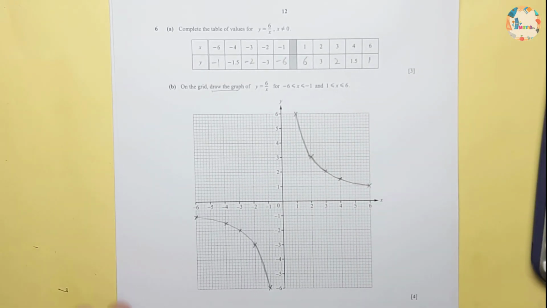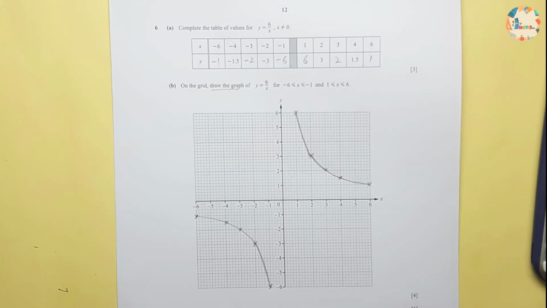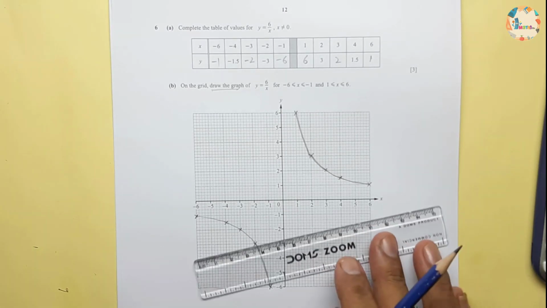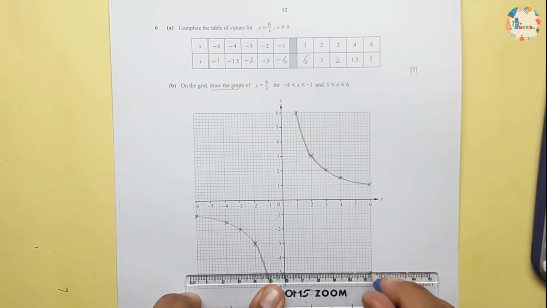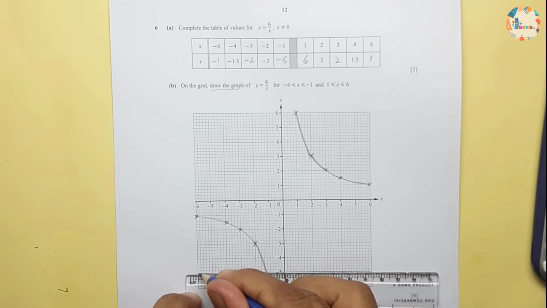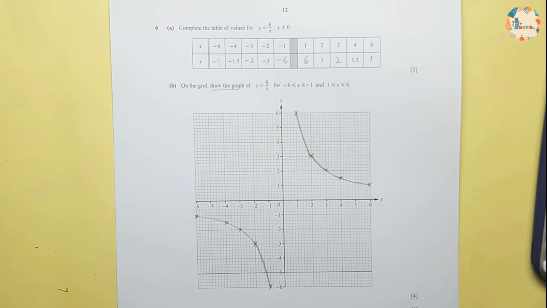Okay, so this is done. Then on the grid, draw line y is equal to -5. So y is equal to -5 will be this line, which we can draw like this one. So this is done. Then comes, use your graph to solve the equation 6 over x is equal to this.